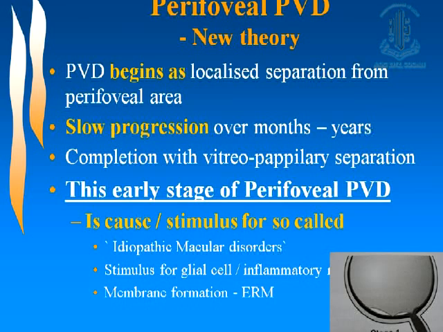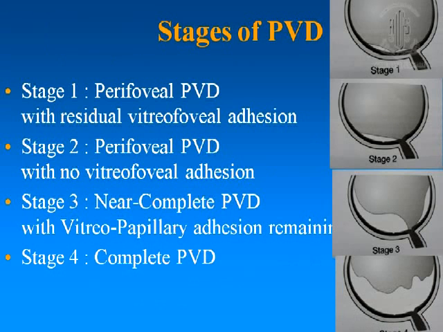This early stage of PVD is the stimulus for all these idiopathic macular disorders and membrane formation, all these vitreoretinal interface abnormalities. These are the various stages of PVD. One is this perifoveal PVD with residual vitreofoveal adhesion here. There is a small adhesion here, and once this is off, we call it perifoveal PVD with no vitreofoveal adhesion. And this is a nearly complete PVD with vitreopapillary adhesion only remaining here. And the last stage is complete PVD.